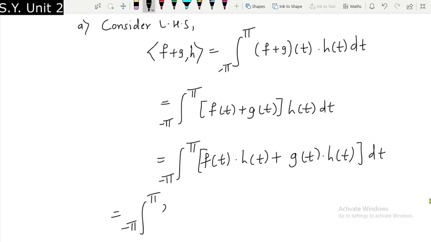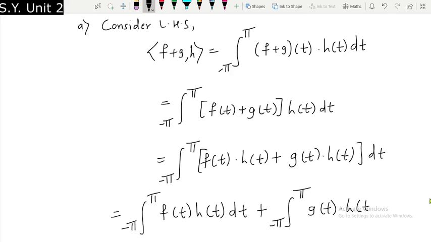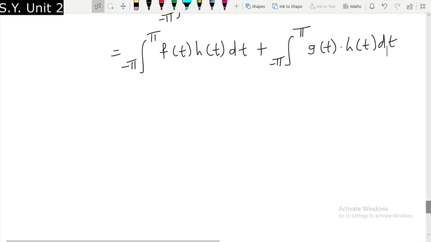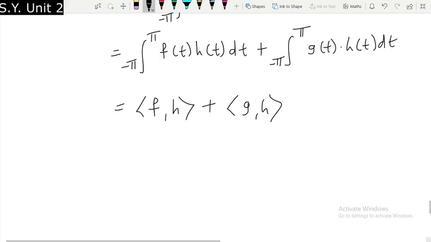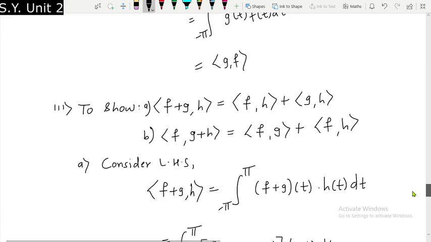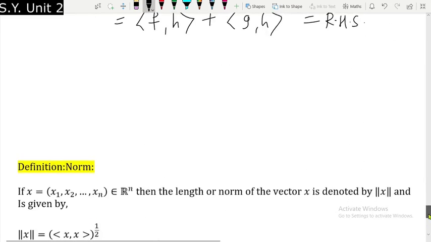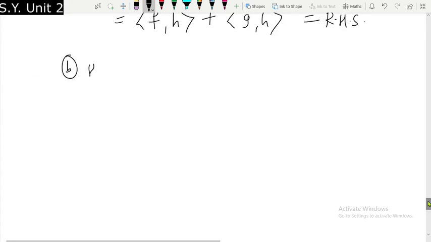Now just use simple analysis properties. It is the integration from minus pi to pi of f of t h of t dt plus the integration from minus pi to pi of g of t h of t dt, which will be further equal to the inner product of f with h plus the inner product of g with h. Am I right? That is what we wanted to prove, and this is our RHS. Let me check it. Yes, that's right. Now part B, I leave it to you, that is homework.